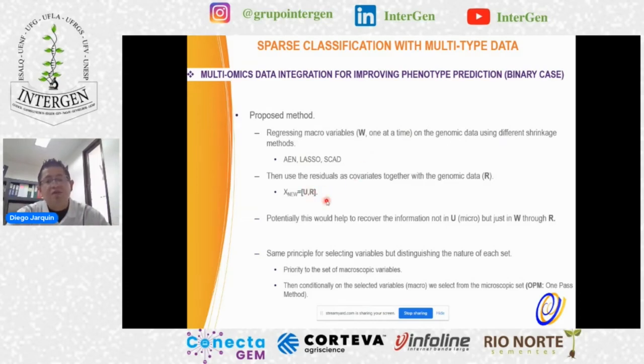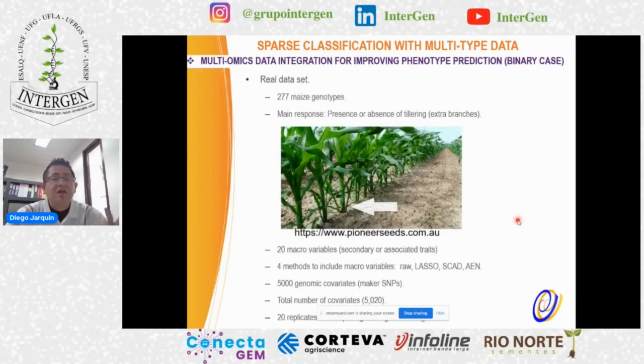And then we merge these residuals together with this set of genomic covariates. So again, potentially this will help to recover information not in U, the macro variable, or in the genomic data, but that is just in W through the residuals. It's the same principle for selecting variables, but distinguishing the nature of each set. So we are giving priority to the set of macroscopic variables, and then conditionally we select those from the set of micro variables.